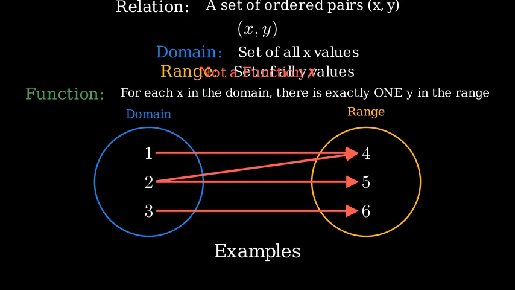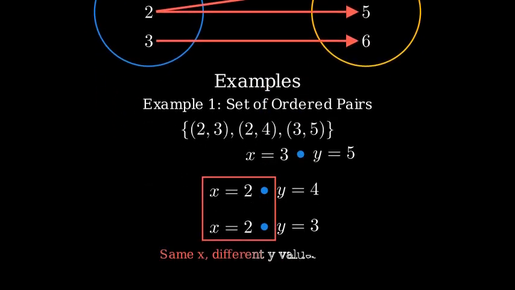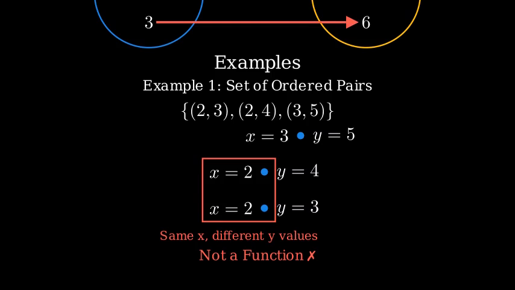Now, let's examine some examples to determine if they represent functions. Here's our first example. We have a relation with the ordered pairs (2, 3), (2, 4), and (3, 5). Is this a function? No, it's not, because the x value 2 corresponds to two different y values, 3 and 4. In a function, each x value must map to exactly one y value.